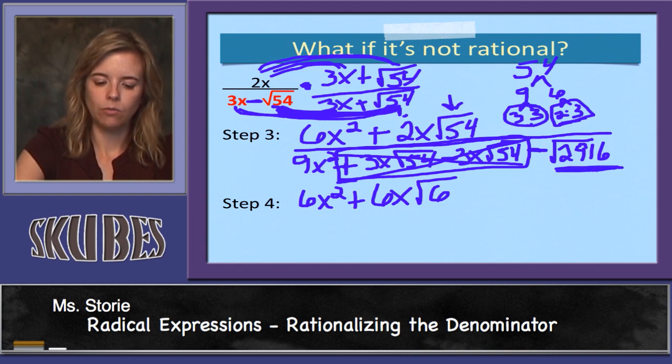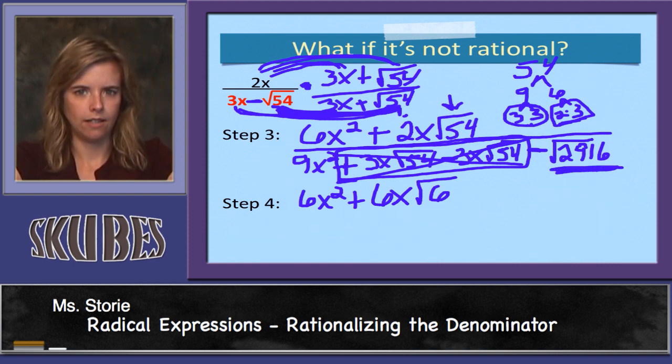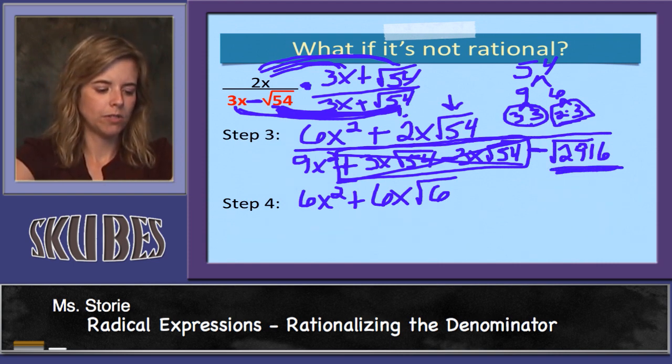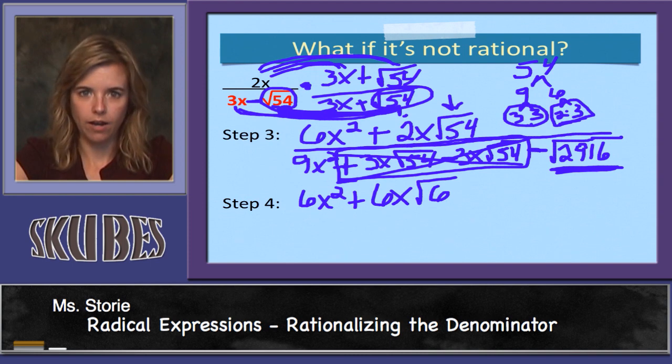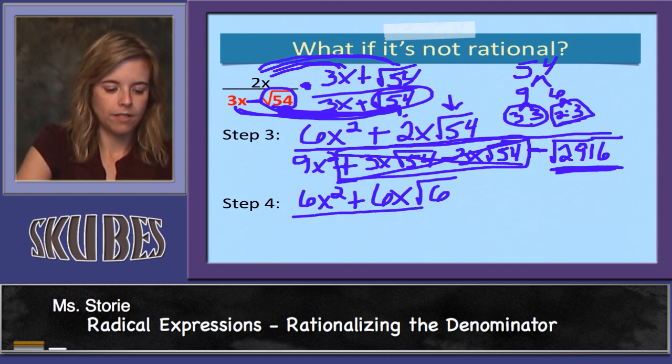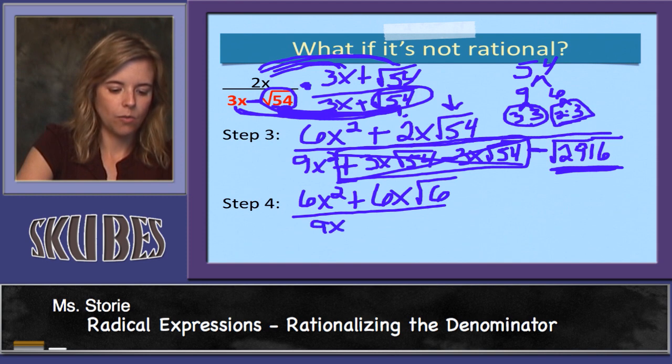Here, we've got radical 2916. If you remember, we created that by multiplying 54 by 54. So it turns out that 2916 is a perfect square, and the square root of that is back to 54. So on the bottom, the denominator, you actually have 9x squared minus 54.